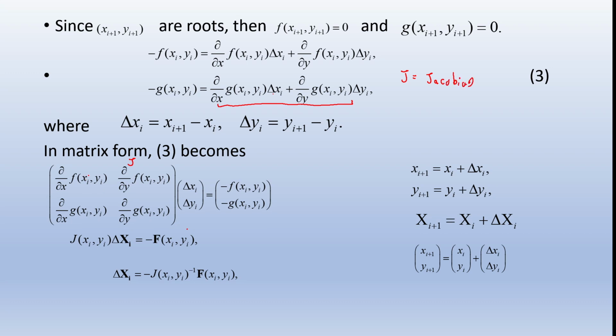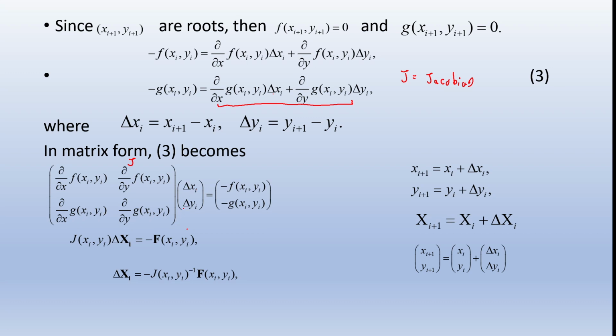Where you have two equations, the Jacobian will be 2 by 2. If you have a three nonlinear system, then the Jacobian will be 3 by 3. The first column is the differentiation with respect to the first independent variable, which is x. The second column is the differentiation with respect to y. The first row is the differentiation of the first nonlinear equation, and the second row is of the second nonlinear equation.